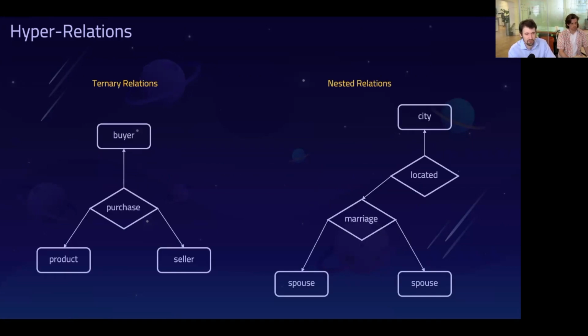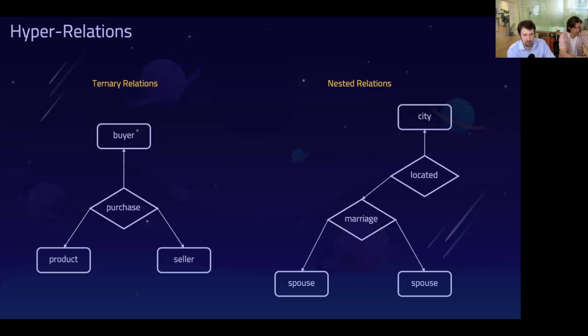So first, on the left here, we've got a ternary relation. We've got three things playing a role in a purchase relation. So we've got a buyer, we've got a seller, and we've got a product, all of which are in a purchase relation. So those are three things in one relation. You cannot do that natively, at least not representing that purchase as an actual relation, in normal semantic web, in the standard RDF and RDFS.